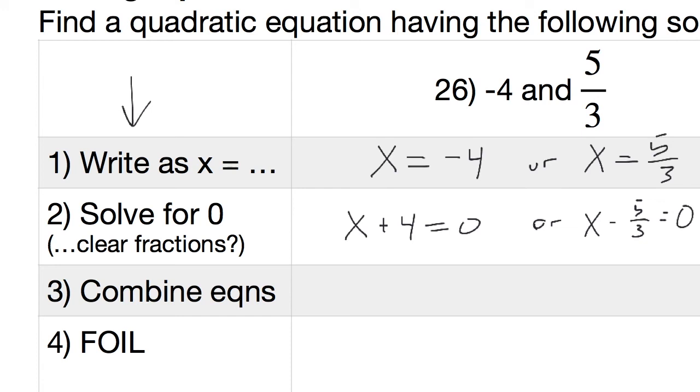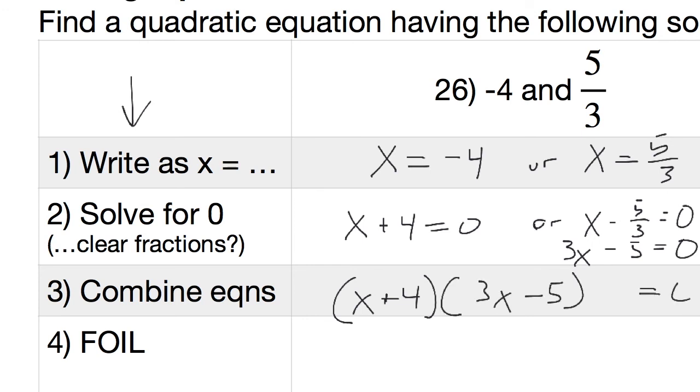I'm going to multiply all the terms on both sides by 3 just because I can. And we get 3x minus 5 is equal to 0 times 3, which is 0. Great. Now we're going to combine the two equations together. X plus 4 times 3x minus 5 equals 0.